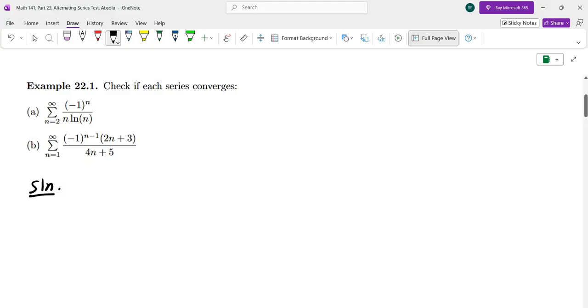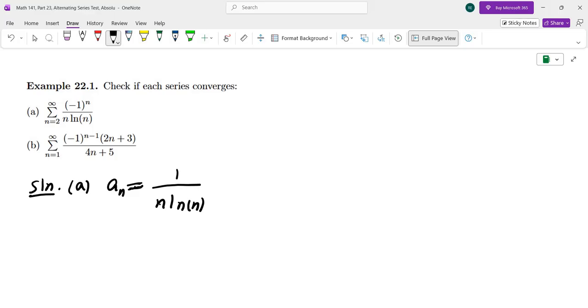The first example is the sum of negative 1 to the power of n over n natural log of n. Negative 1 to the power of n becomes positive when n is even and becomes negative when n is odd. That's why this is a series that is alternating. So let's look at a_n. a_n is the positive portion, which is 1 over n natural log of n.